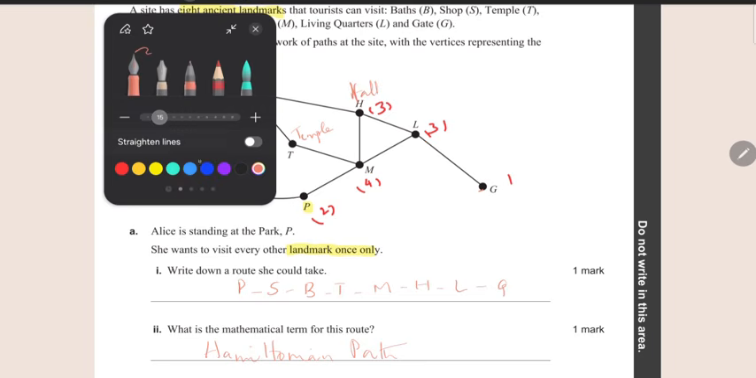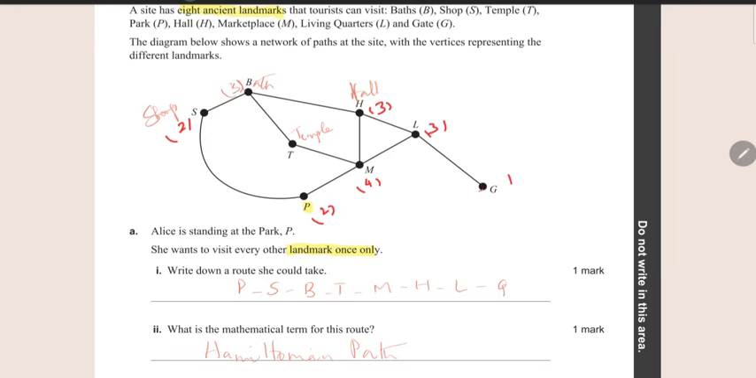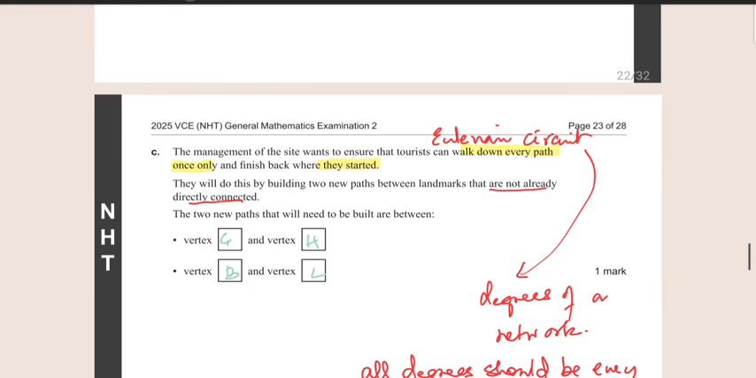And so we connect H to G, okay, a connection that doesn't exist already, and we connect B to L, and that gives you the two new paths that are to be built between G and H and B and L. You can actually write these alphabets. It doesn't matter if you had written H and vertex G as well. Okay.